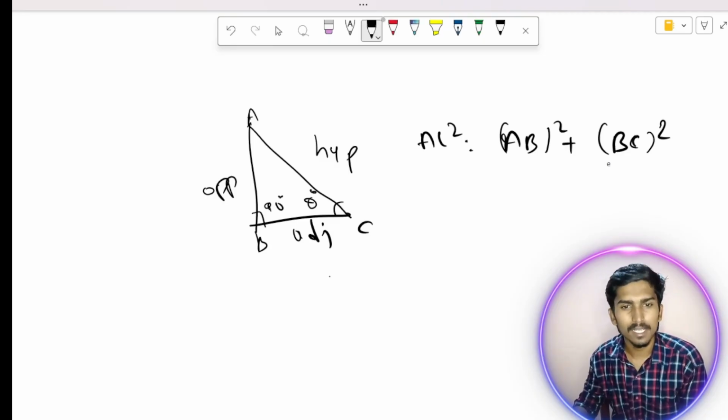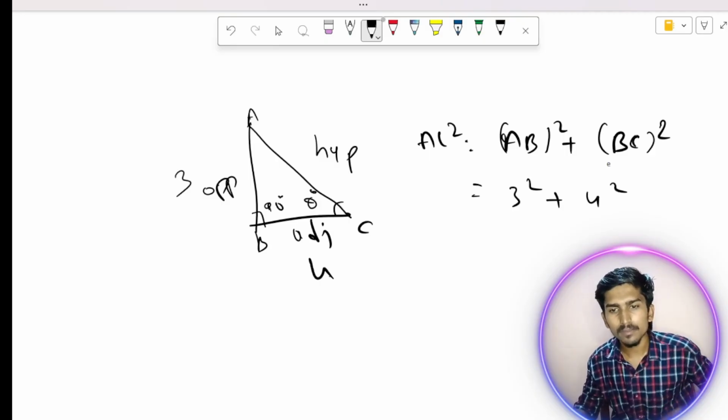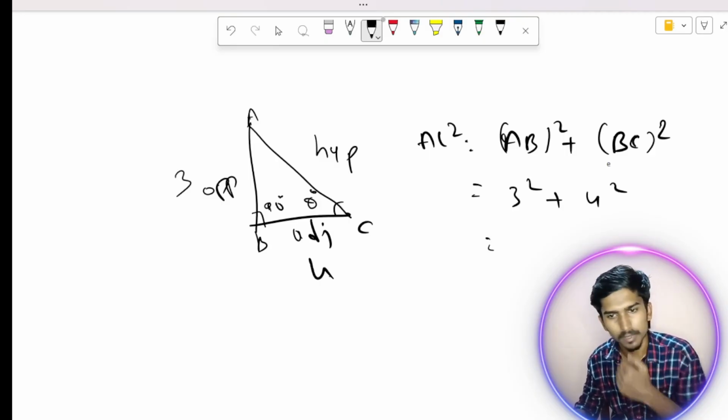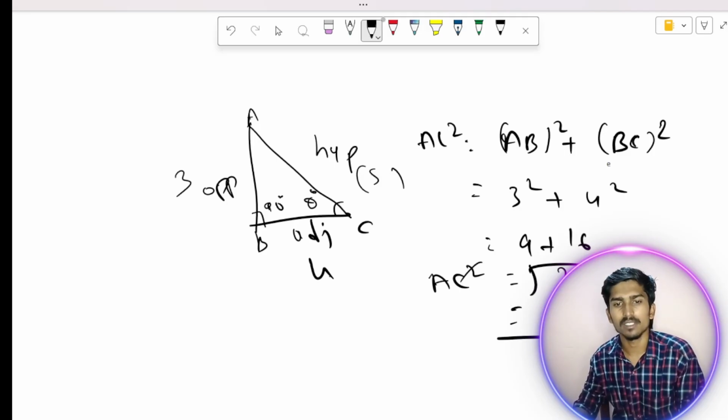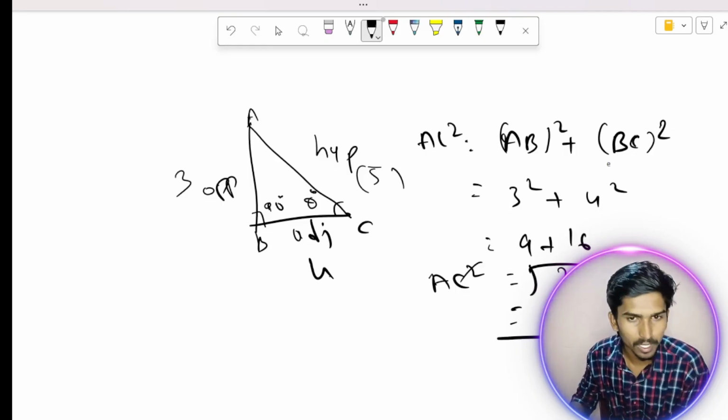For example, they will ask a question where they will be given the distance AB, that is 3, and BC, that is 4. You should use this to find the hypotenuse. You can apply here 3 square plus 4 square. 3 3s are 9, 4 4s are 16. 16 plus 9 is 25. And AC square, square cancel, square root of 25, 5 is the answer. You can write the hypotenuse AC, the distance between A and C, is 5, if they are given in kilometer or meter.